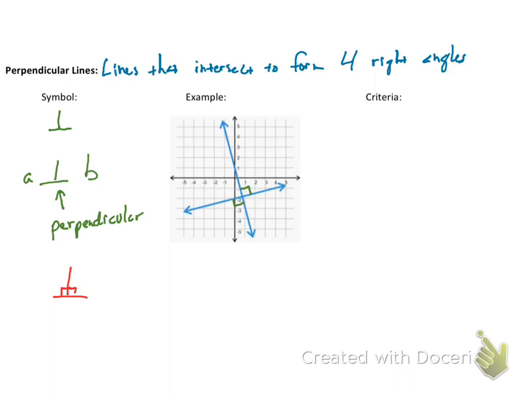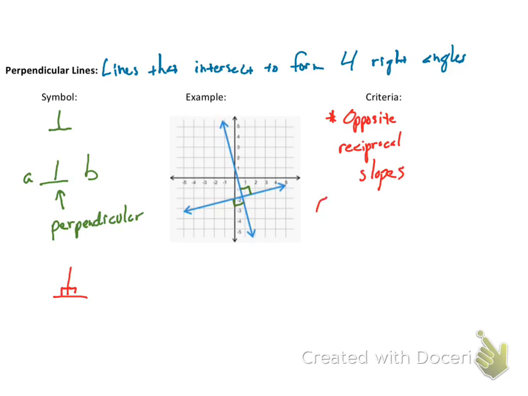All right, and the criteria here is that they have opposite reciprocal slopes. So it's a two-parter. They have opposite reciprocal slopes. So the opposite just means if it was positive, now it's negative, or if it was negative, now it's positive. Reciprocal, so remember reciprocal just means you flip the number. Okay, the numerator goes to the denominator and the denominator goes to the numerator.